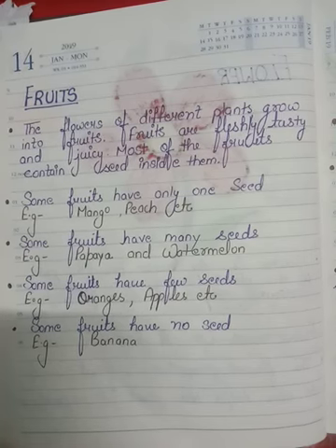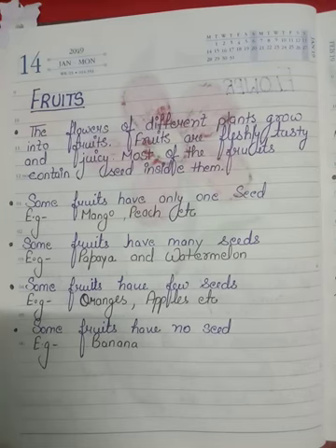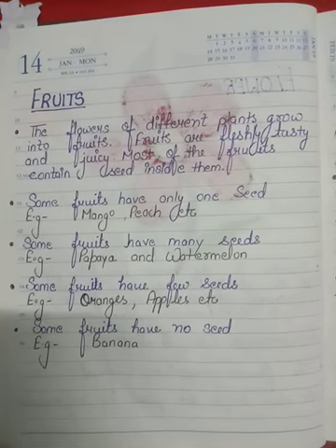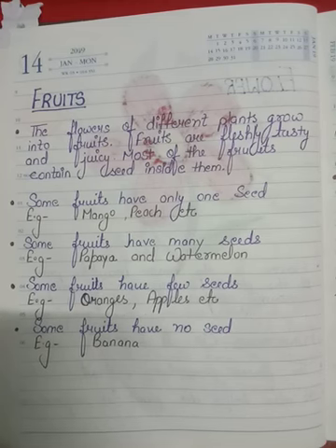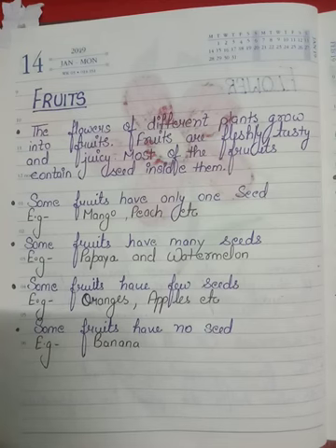Some fruits have only one seed, for example mango, peach, etc. Some fruits have many seeds, example papaya and watermelon. Some fruits have few seeds like oranges, apple, etc. Some fruits have no seed. And what is it? Banana.